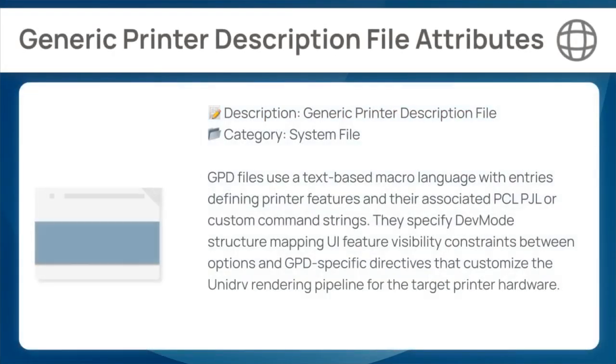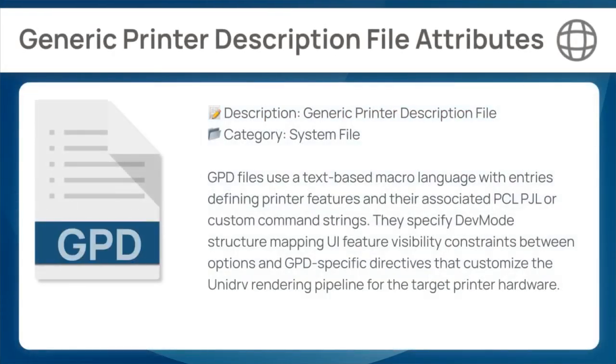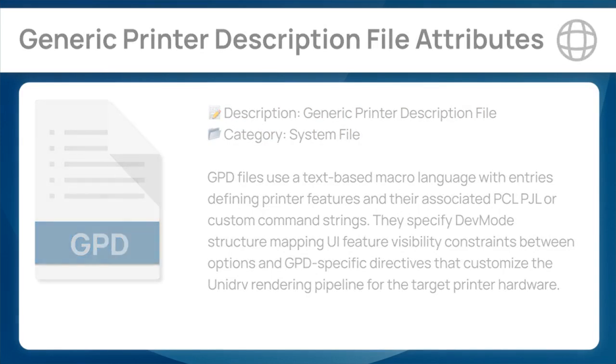GPD files use a text-based macro language with entries defining printer features and their associated PCL, PJL, or custom command strings. They specify DevMode structure mapping, UI feature visibility, constraints between options, and GPD-specific directives that customize the Unidrv rendering pipeline for the target printer hardware.